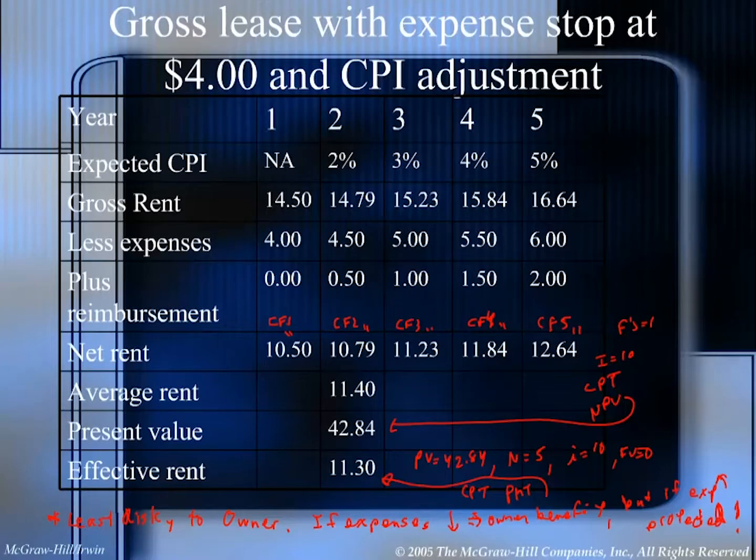Okay? And we can do that in each circumstance as they've done in this page. And in this case, we find out of the 6 leases that are discussed, this one is the lowest effective rent. And as I wrote around the bottom there, that's because it's the least risky to the owner. Because if expenses go down, then the owner benefits. So they retained that, but if expenses go up, they're protected. They've given that risk to the tenant. And they've also given the risk of increases in rent to the tenant by saying they have to pay the market base rent, plus they get 100% pass-through of any increases in inflation or CPI.